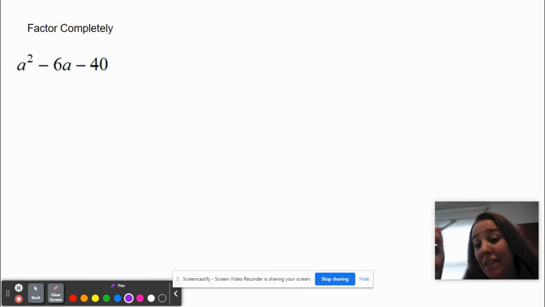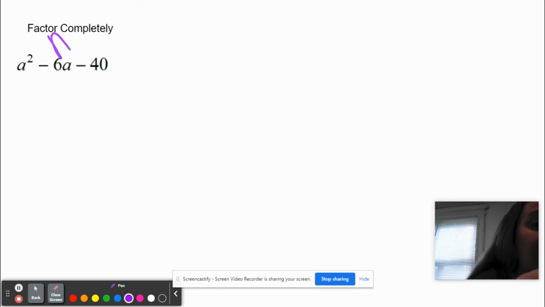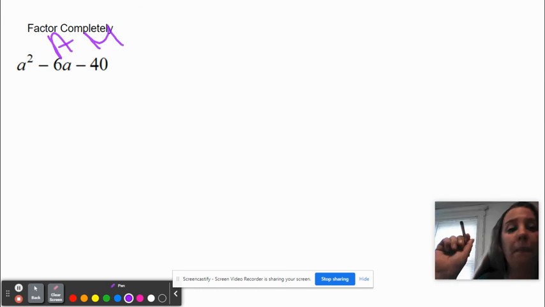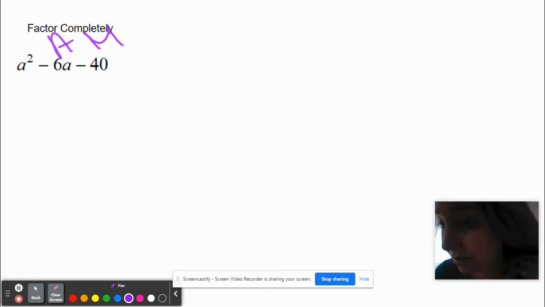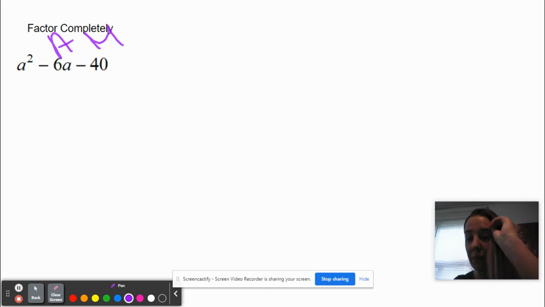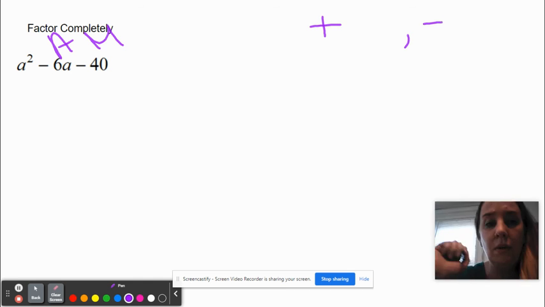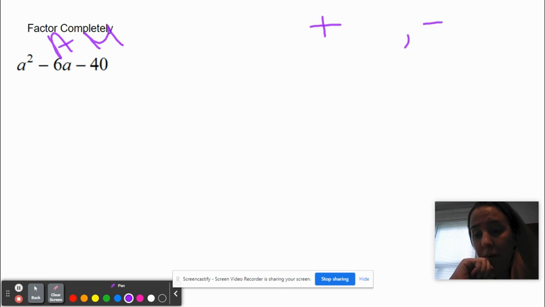All right, so here, think about your signs. We need to add to be negative and multiply to be negative. So multiplying to be negative, again, the only way to multiply and get a negative is having one positive number and one negative number. So now we ask ourselves, should the bigger number be a positive or a negative? And since we have a negative result, you want the bigger number to be the negative one.